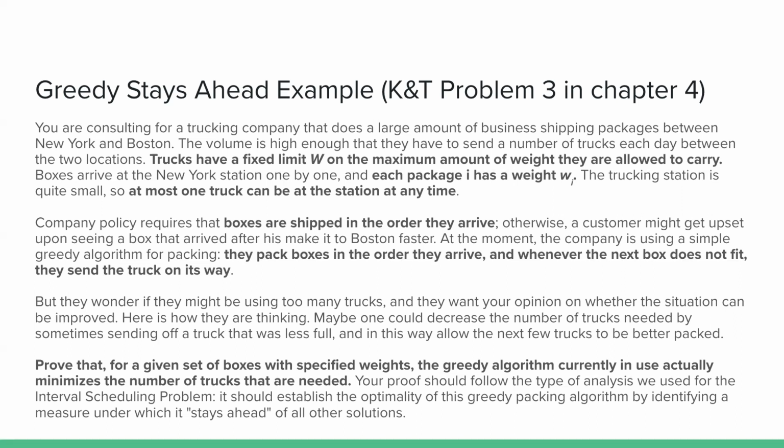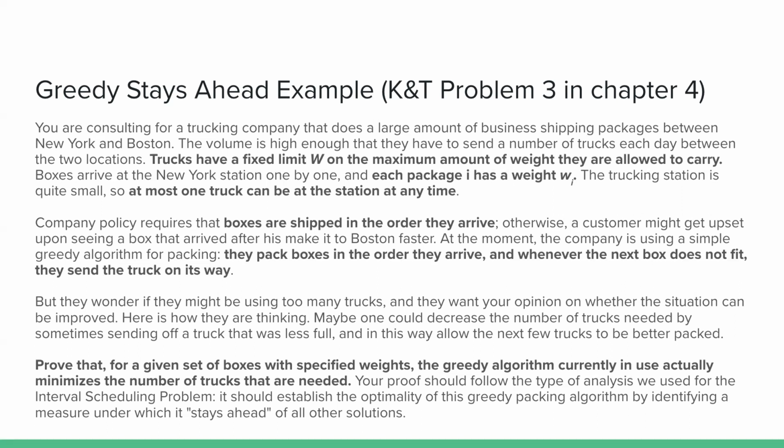Perhaps you could say, for I, where I is the I-th truck in your solution and also the I-th truck in the optimal solution, from A1 to AI, which are the trucks in your solution, and O1 to OI, which are the trucks in the optimal, that the weight in your greedy is always greater than or equal to the weight in your optimal.